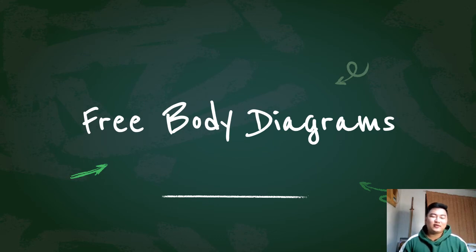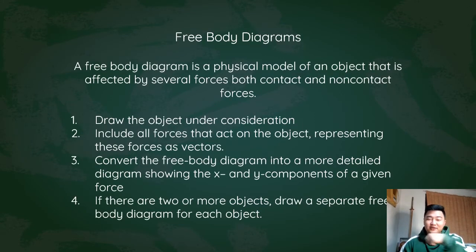We're here for another video and we will be talking about free body diagrams. Now, what are free body diagrams? A free body diagram is basically a visual representation, a physical model of an object that is affected by several forces, including all of the contact forces and non-contact forces. A free body diagram can also be called a force diagram.